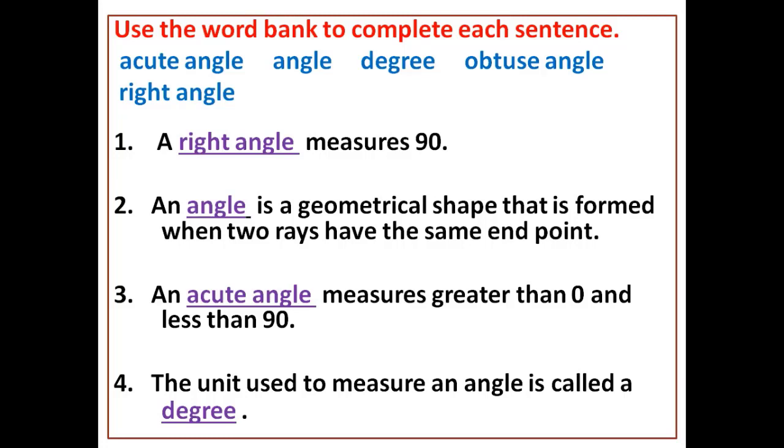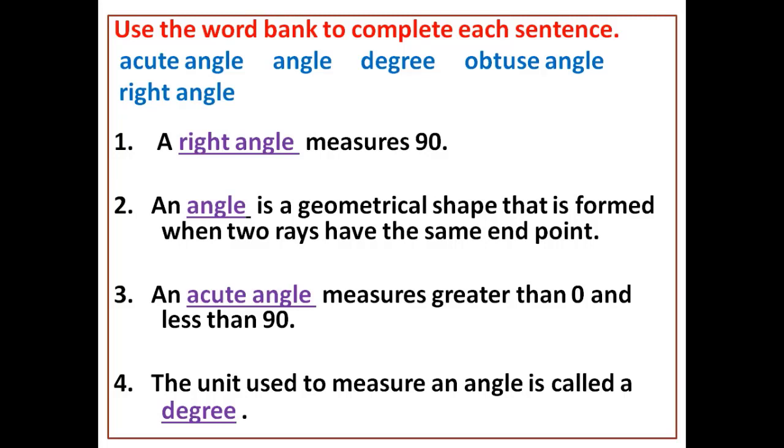First word is acute angle. Second one is angle. After that, degree. Next, obtuse angle. And the last one is right angle.